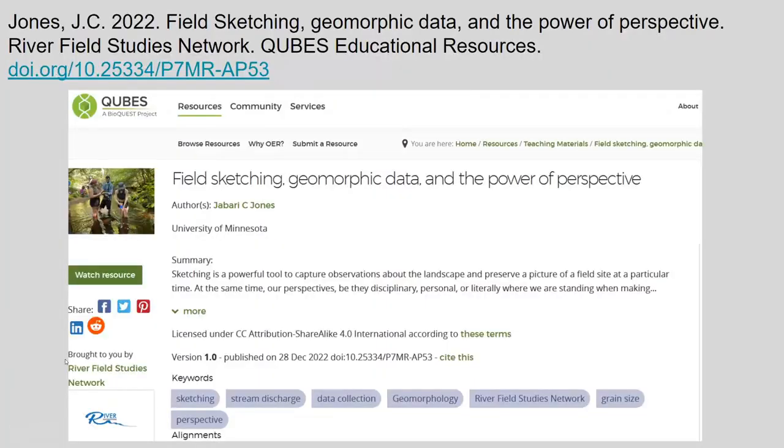So it's up on Cubes. You can see all the tags there. Geomorph, sketching, discharge. Of course, the River Field Studies Network, you can find all of our lessons there. And I guess I'll hand it off to whoever's next.